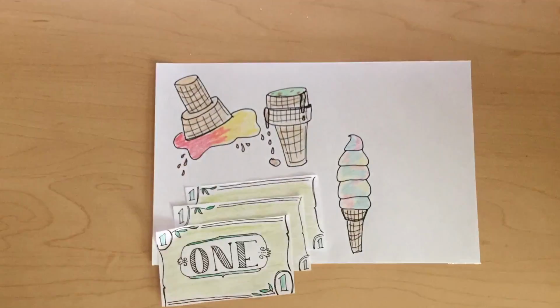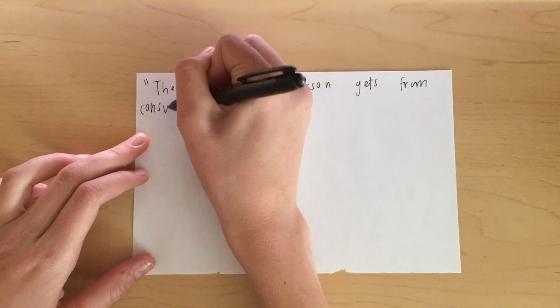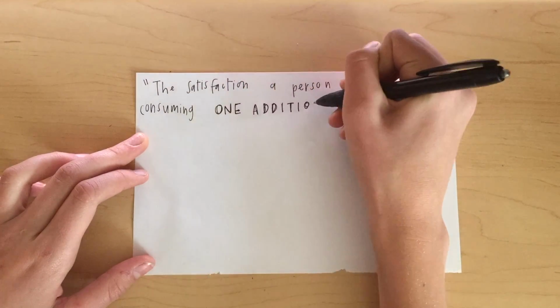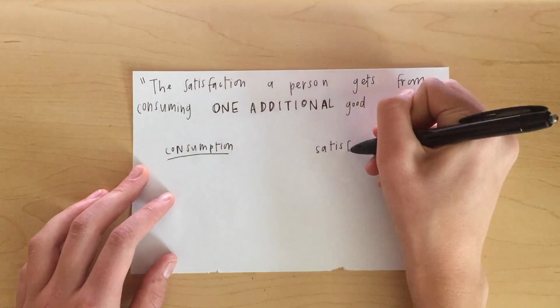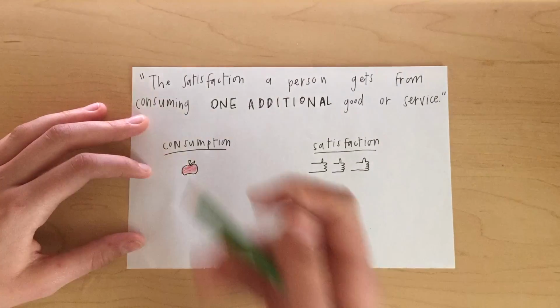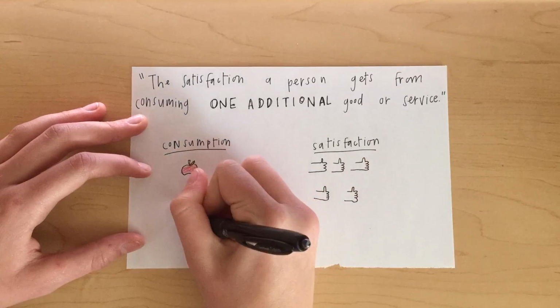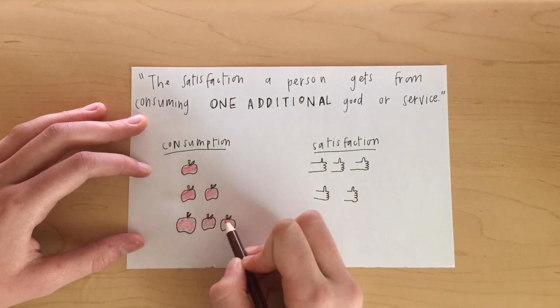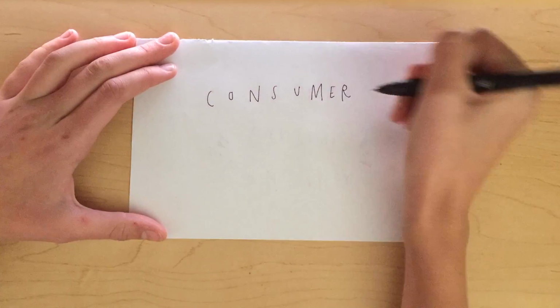But what does this have to do with marginal benefit? Well, marginal benefit is the satisfaction a person gets from consuming one additional good or service. In the ice cream example, as my consumption increased, my satisfaction decreased. This shows the law of diminishing marginal utility, which says as you increase consumption of a product, your marginal utility decreases, and marginal utility is the satisfaction you get from each additional product.